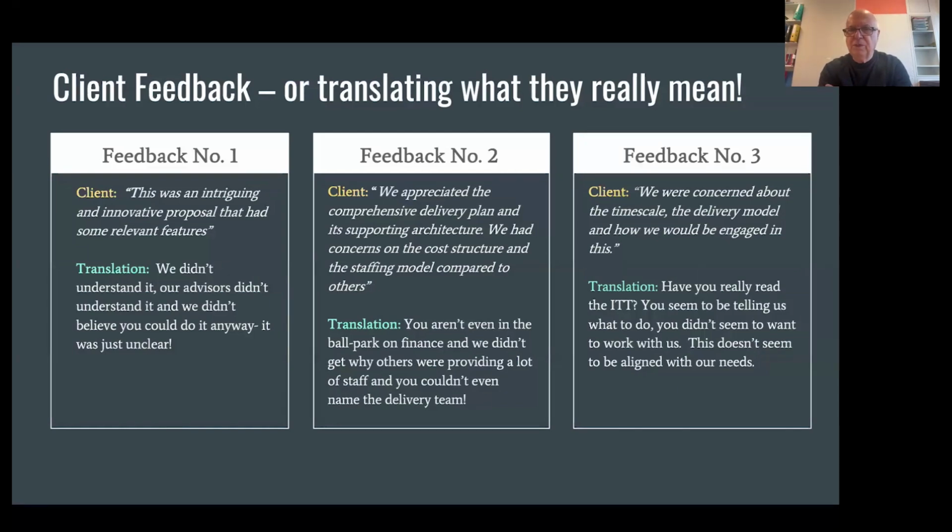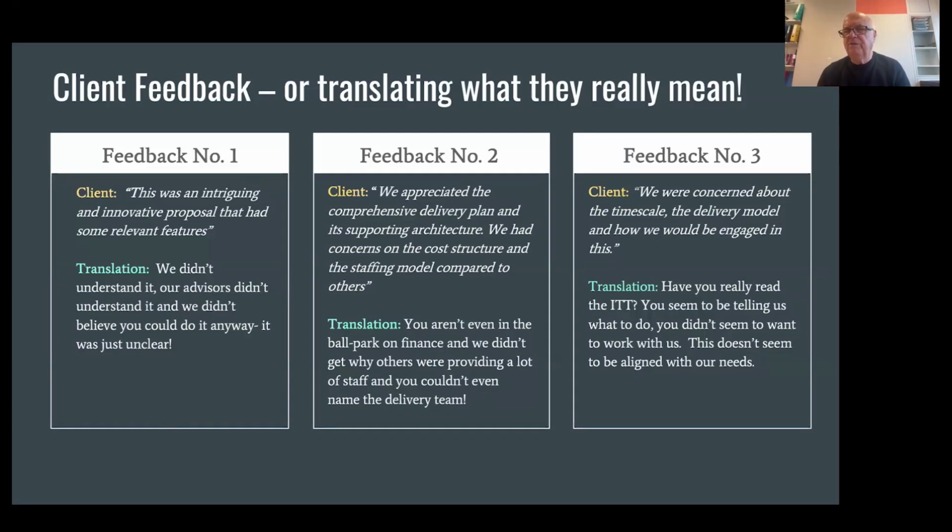Feedback number 2 was from the World Bank. This was for a £4 million proposal. And this is classic World Bank language. We appreciated the comprehensive delivery plan and its supporting architecture. We just had some concerns on the cost structure. And the translation on that is you weren't financially viable. You actually didn't do a bid that met our financial rules.